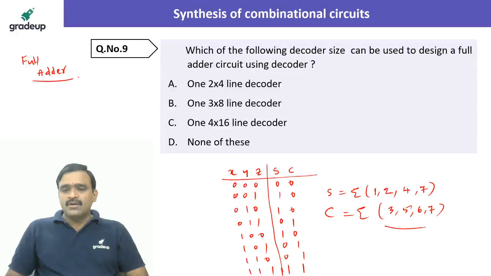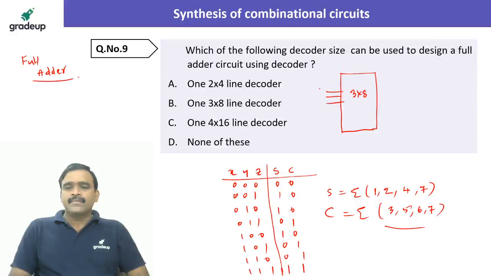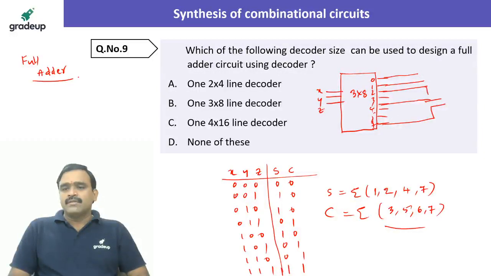Now we can cover 8 outputs, right? So better we use a 3 by 8 decoder. I will tell you roughly how it is to be constructed. So 3 inputs for this 3 by 8 decoder. I can take X, Y, Z as inputs. And 0, 1, 2, 3, 4, 5, 6, 7 are the outputs, right? So we can take 1, 2, 4, 7 to an OR gate. 1, 2, 4 and 7. So these are connected to the OR gate. So you will get the sum of 1, 2, 4, 7.